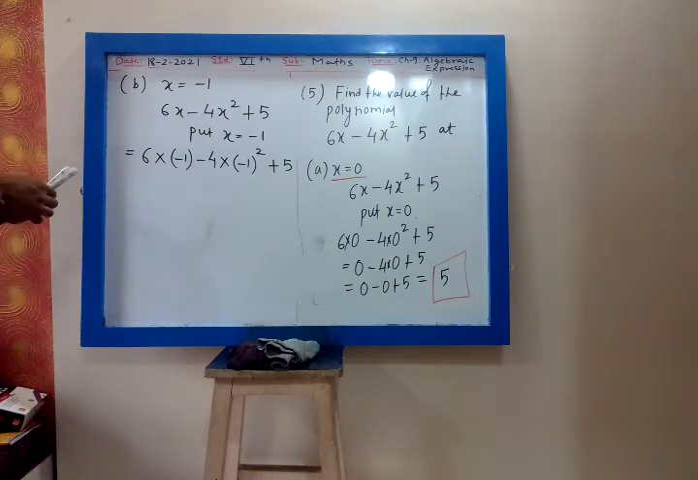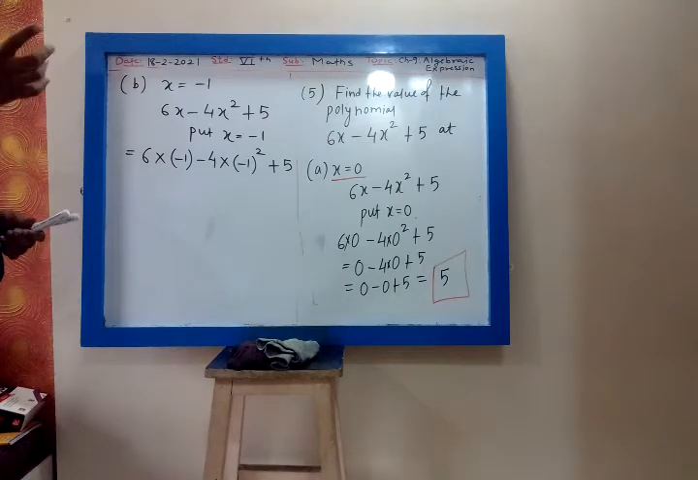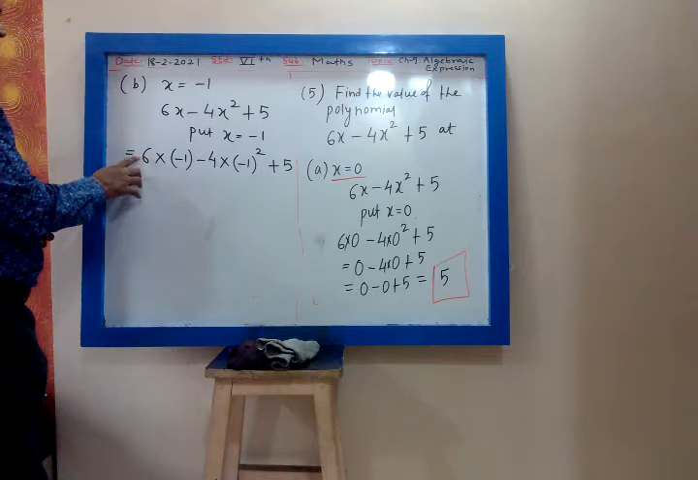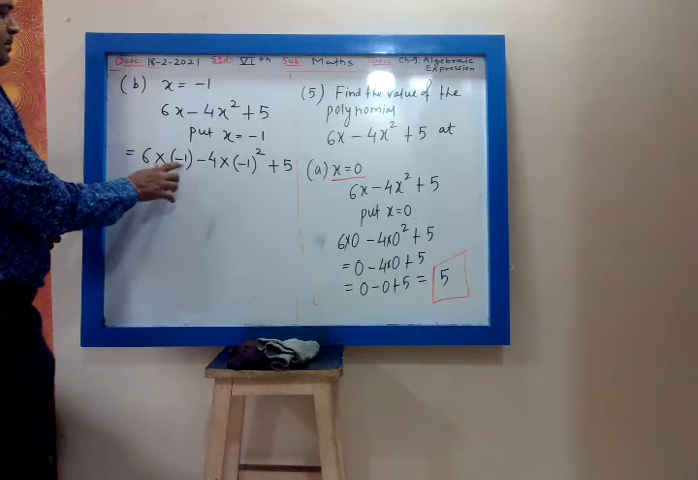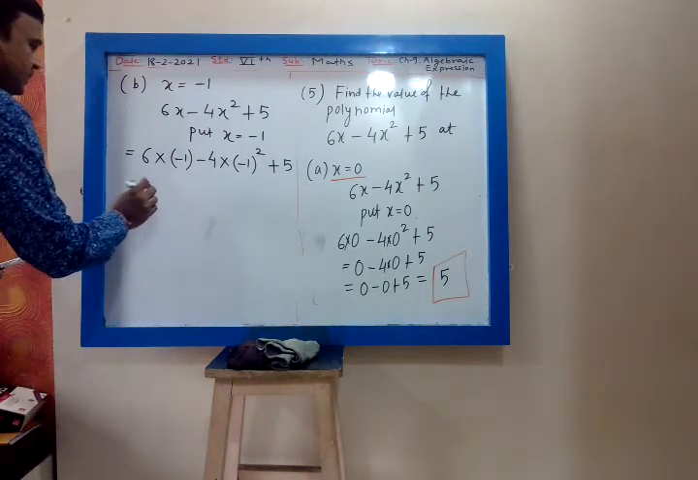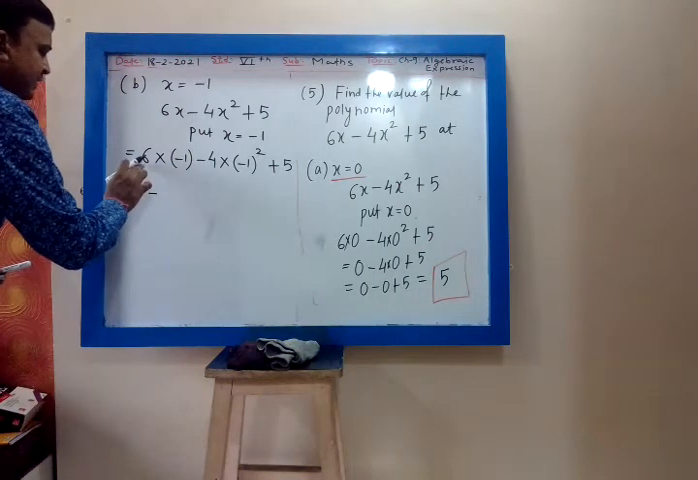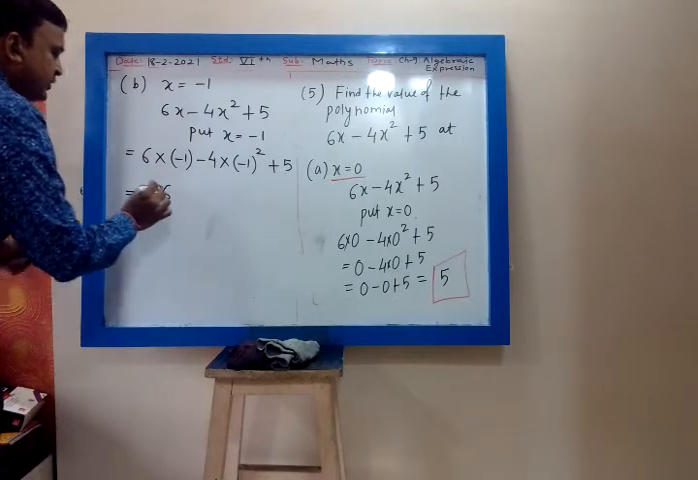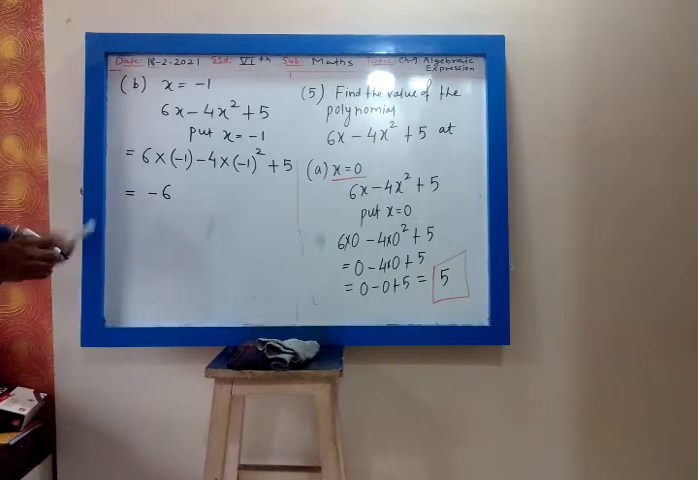Now we use the rule of multiplication. What is multiplication of plus and minus? What is sign of 6? Sign of 6 is plus and minus. So plus into minus, minus. Yes. So then 6 into 1, 6. 6 into 1 is 6. So 6 into minus 1 is minus 6.